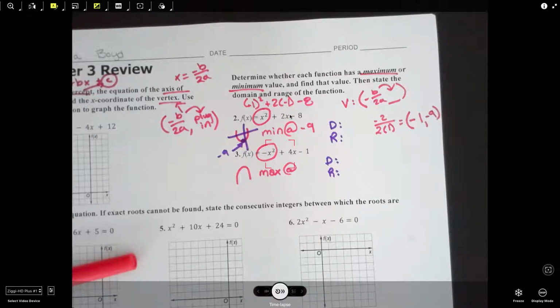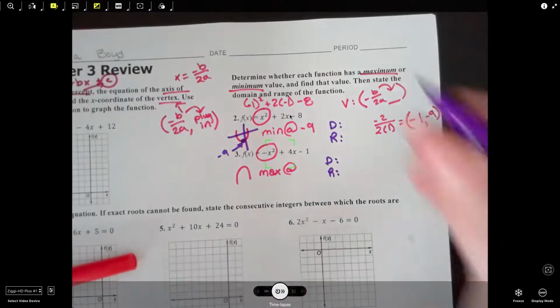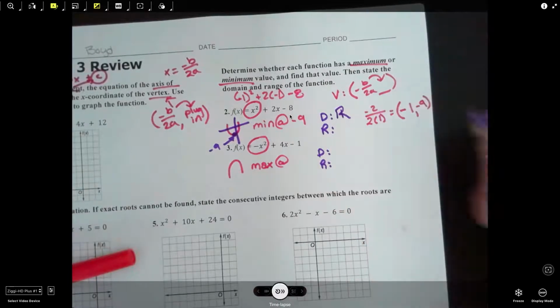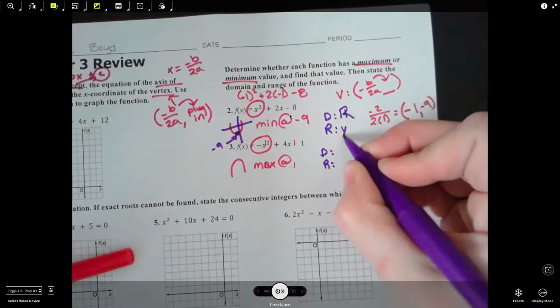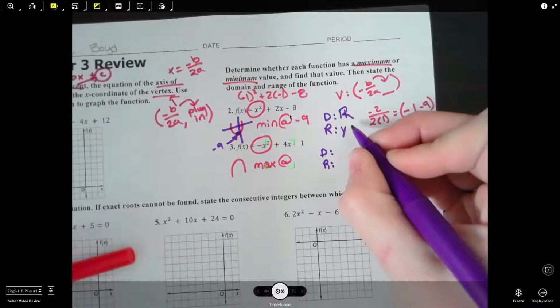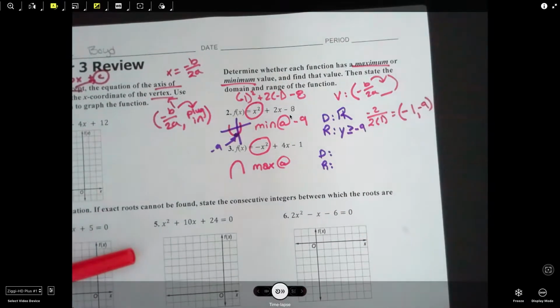Yeah? Okay? Now, domain. Domain is the x's. So what x values will this parabola touch left and right? All of them. He'll go left and right forever, right? So all reals. Now the range is what goes up and down. Will he go up forever? Yeah. Will he go down forever? What's the absolute lowest he goes? Negative 9. So the y's are greater than or equal to negative 9. He's above negative 9. Does that make sense?